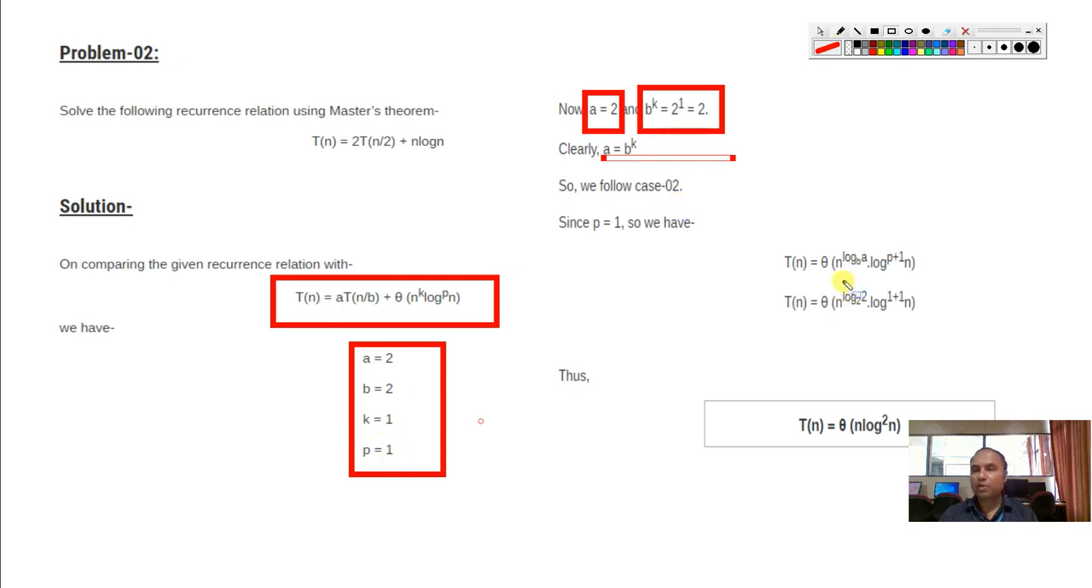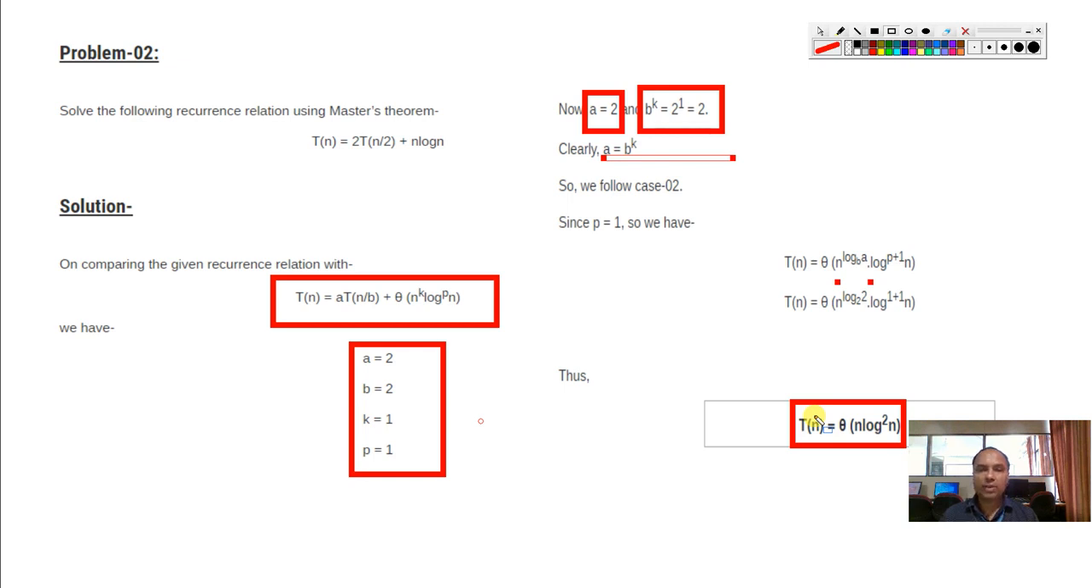So now we follow case 2, and we also know the value of p is equal to 1. The respective case will be applied, that you can go through in the master theorem cases equations. So T of n is equal to theta n raised to log a base b, log raised to p plus 1 n. Putting in b equal to 2, a equal to 2, and p equal to 1, we get theta n raised to log 2 base 2. Here log 2 base 2 is nothing but 1, and log raised to 1 plus 1 n gives us log square n. Hence we get the time complexity T of n equal to theta n log square n, right?